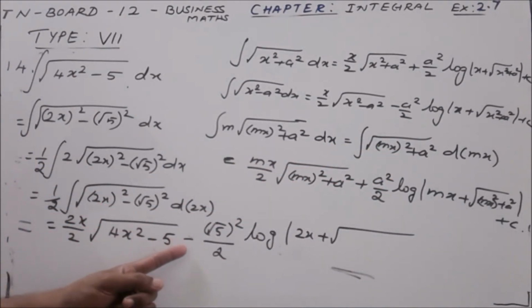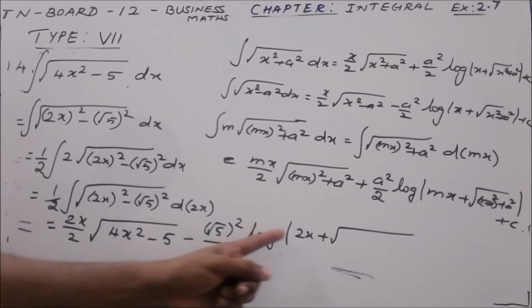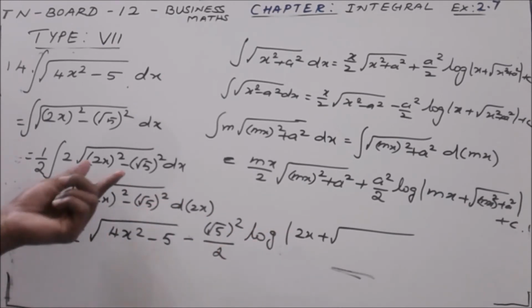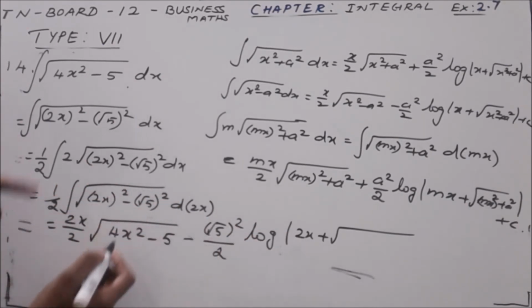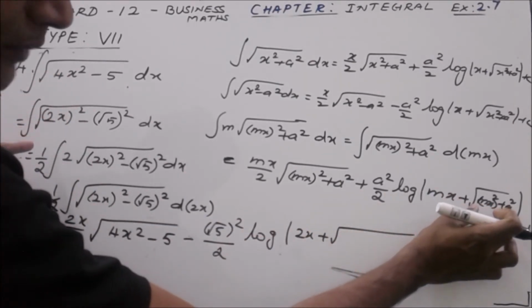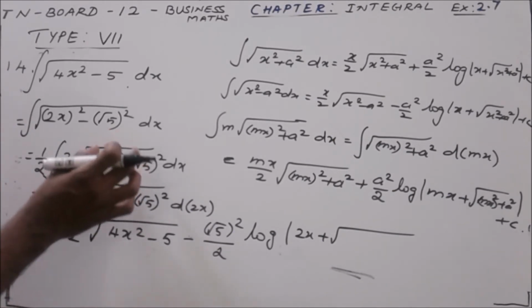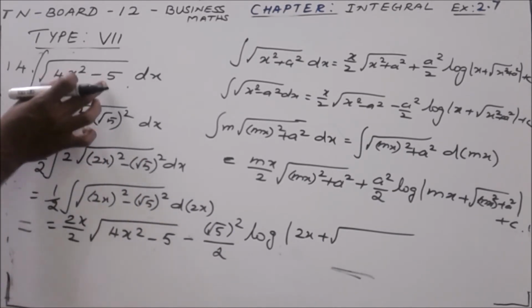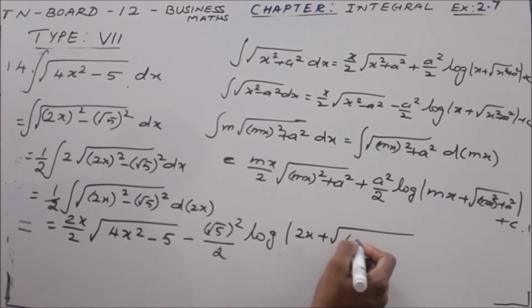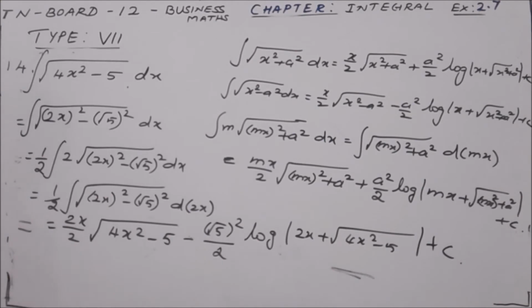Minus, so we write it as minus root 5 whole square by 2 into log of x plus mx is 2x plus root of the whole term, which will be equal to 4x² minus 5. That is mx plus root of mx² minus a². So mx² minus a² is 4x² minus 5, plus the constant of integration c.